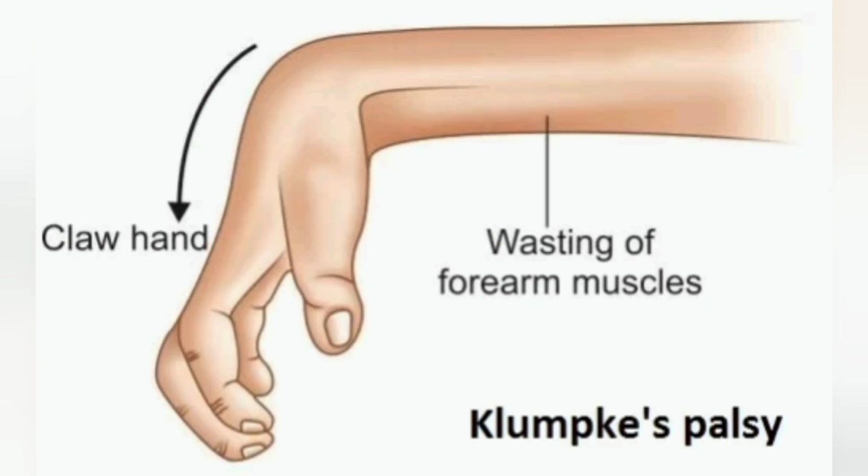This is claw hand. The major difference between Erb's paralysis and Klumpke's paralysis is that in Erb's paralysis, the site of injury is the upper trunk, and in Klumpke's paralysis, the site of injury is the lower trunk. In Erb's paralysis, it is called policeman's tip hand, waiter's tip hand or porter's tip hand. In Klumpke's paralysis, it is called claw hand. You can see the claw hand, how it looks, and you can see the policeman's tip hand or waiter's tip hand in the first baby's diagram.